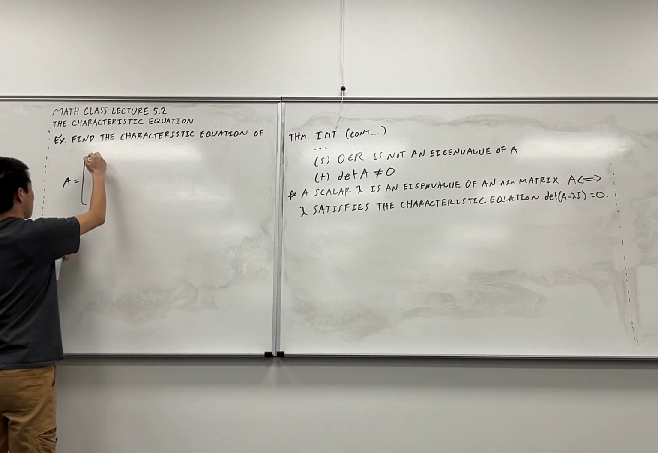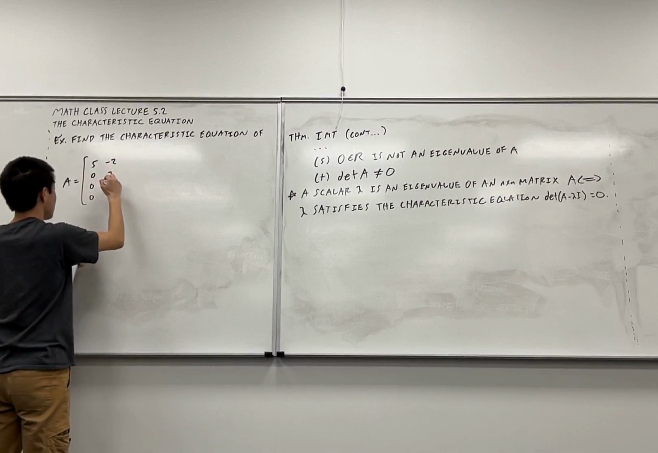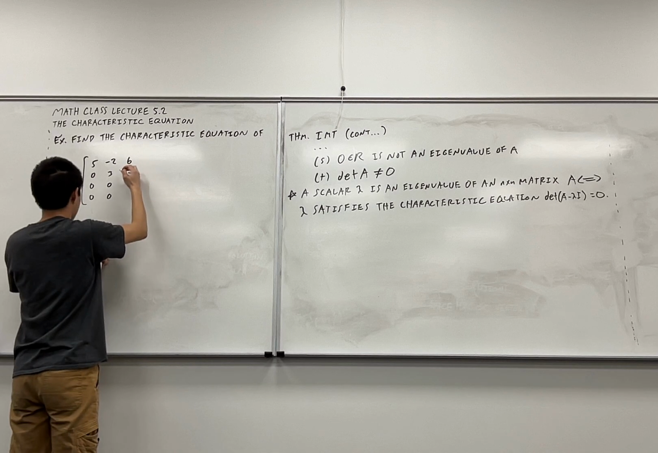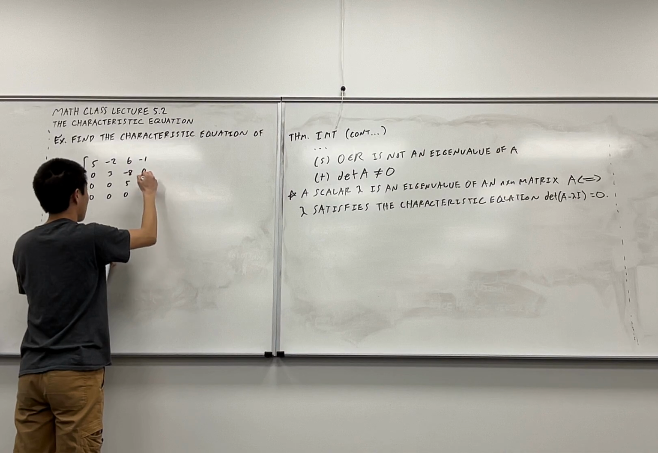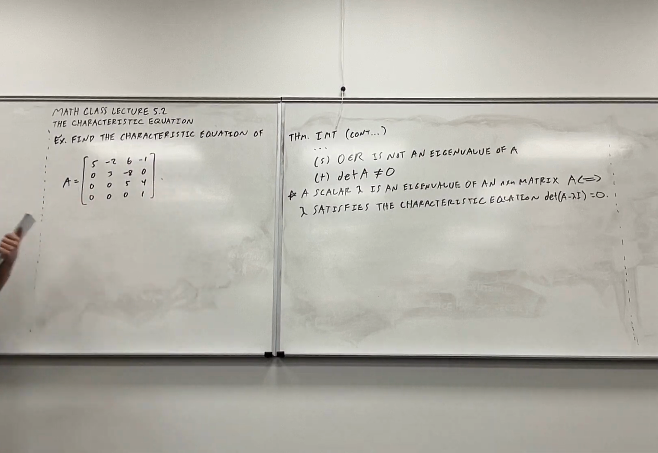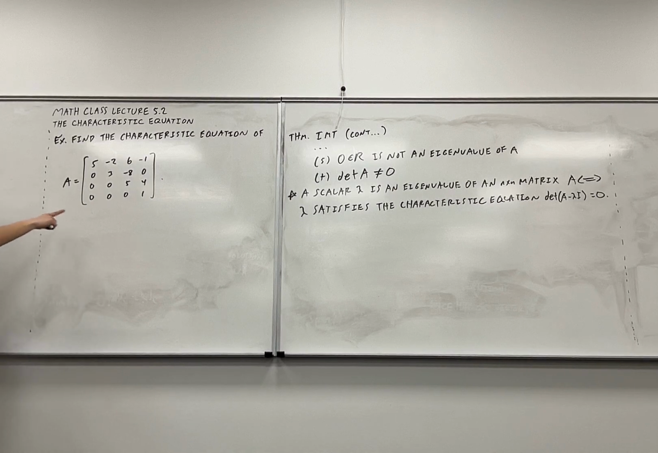Okay, let's set up a 4x4. So 5, 0, 0, 0, minus 2, 3, 0, 0, 6, minus 8, 5, 0, minus 1, 0, 4, 1. Okay, so immediately your brain should say, well this is obviously an echelon form. This is a lovely, lovely triangular matrix. And why do I care so much about these, especially with eigenvalues? Well, because now, remember your determinant stuff. How do you take the determinants of triangular matrices? Multiply down the diagonal. Just zip line down the diagonal.